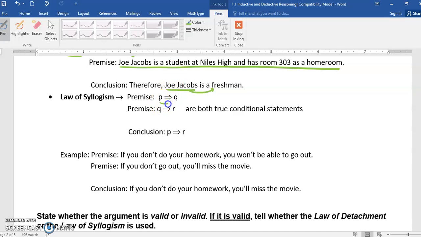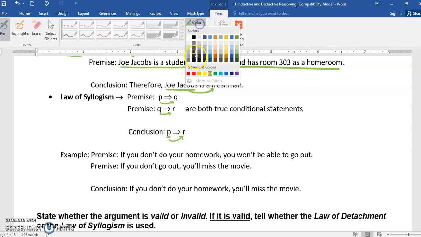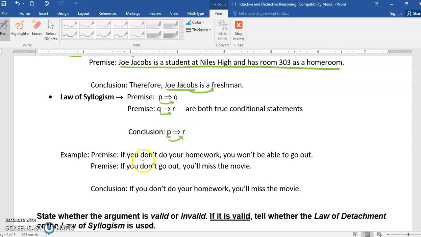If P leads us to Q, and Q leads us to R, my conclusion could be, well, if I'm going to start at P, eventually I'm going to end up at R. So, for example, if you don't do your homework, so not doing our homework means we're not going to be given permission to go out. So this is like our P and our Q.